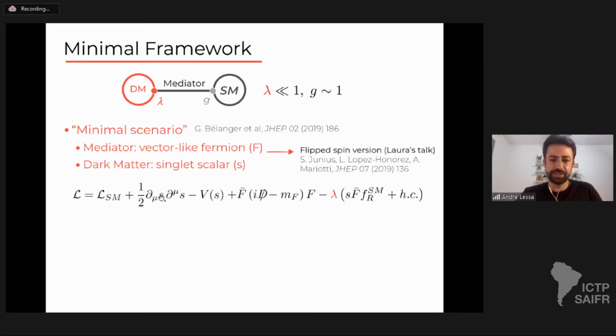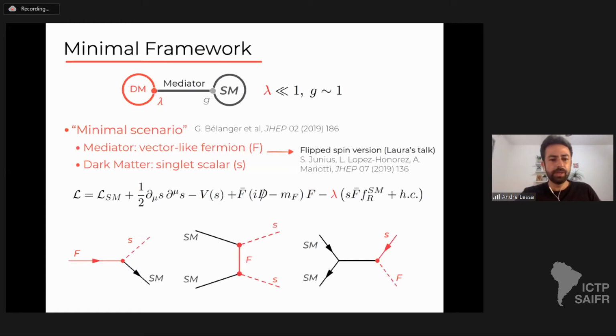So the Lagrangian is very simple. This vector-like fermion will have standard model quantum numbers, so it will basically couple to gauge bosons. And there will be a Yukawa coupling between the scalar, this vector-like fermion, and a right-handed standard model fermion, which can be a lepton or a quark. And then there are several possibilities for producing dark matter in the early universe and in colliders. Right? We have production through decays of this mediator, a T-channel-like production of dark matter, and associated production of dark matter and this mediator. The letters are switched here.